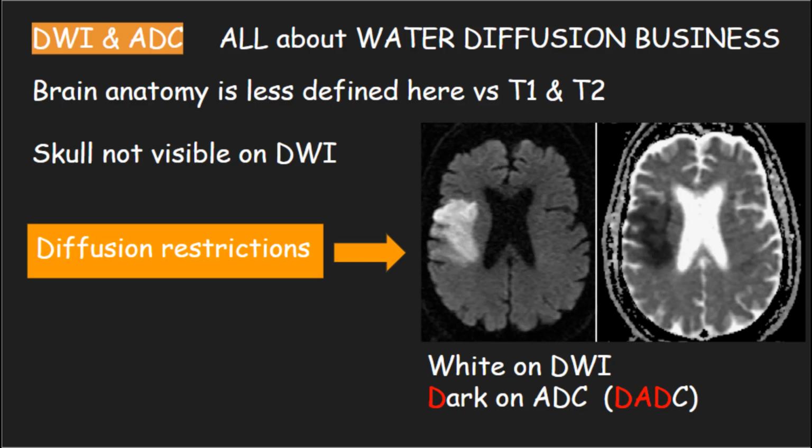You can add a letter D to ADC and remember the color as dead, and DWI would be just opposite. The sequences are most commonly used in the evaluation of acute ischemic stroke because they can pick up changes even within minutes, which is much earlier than any other MRI sequences.